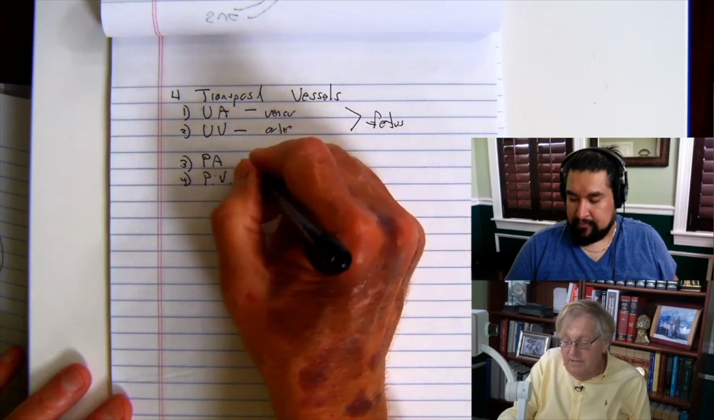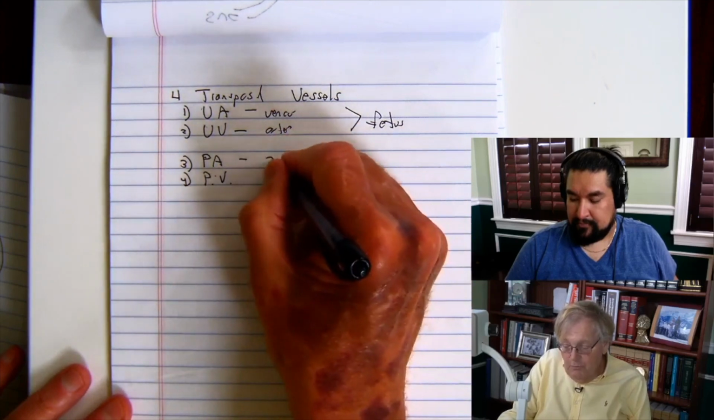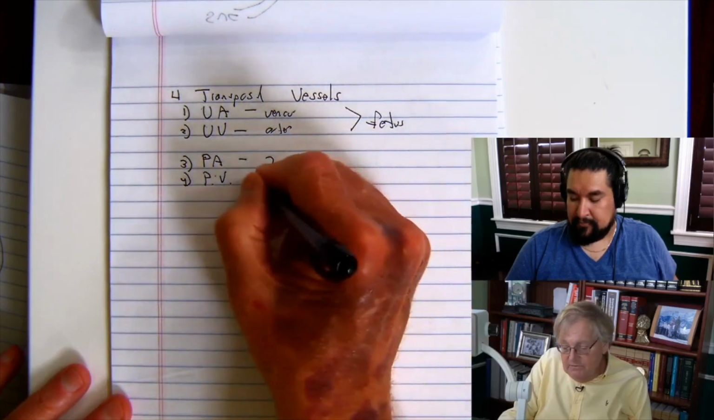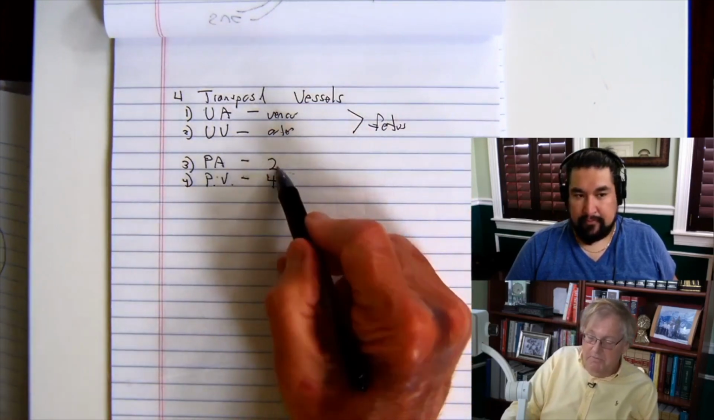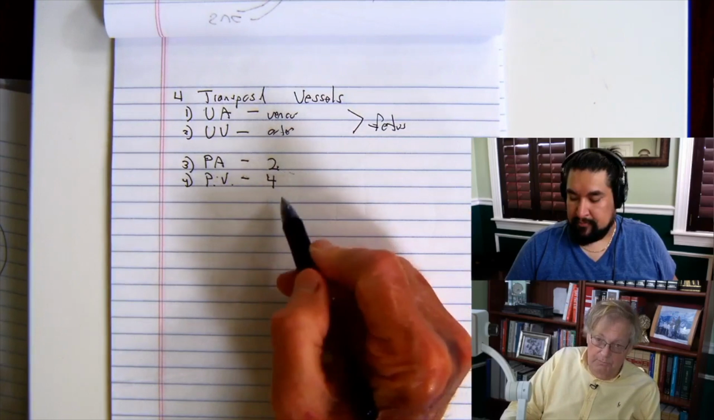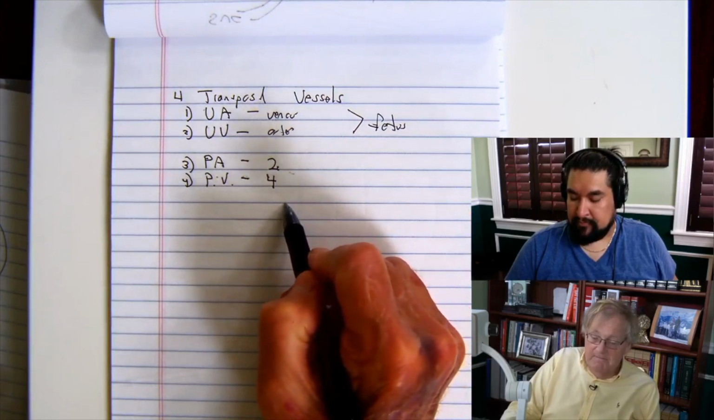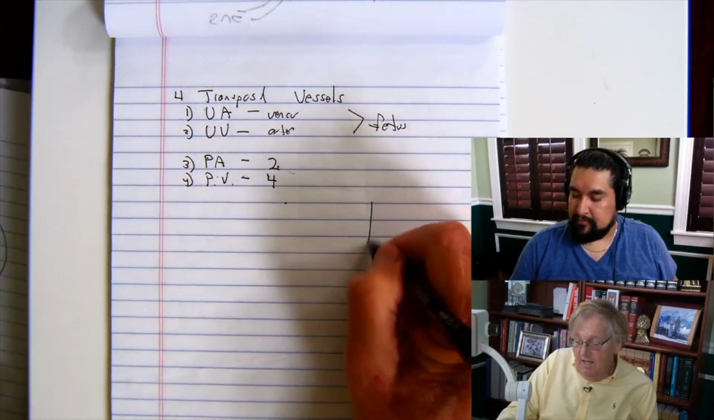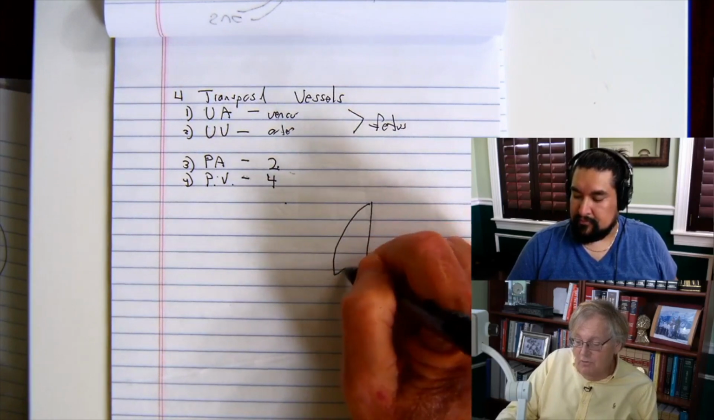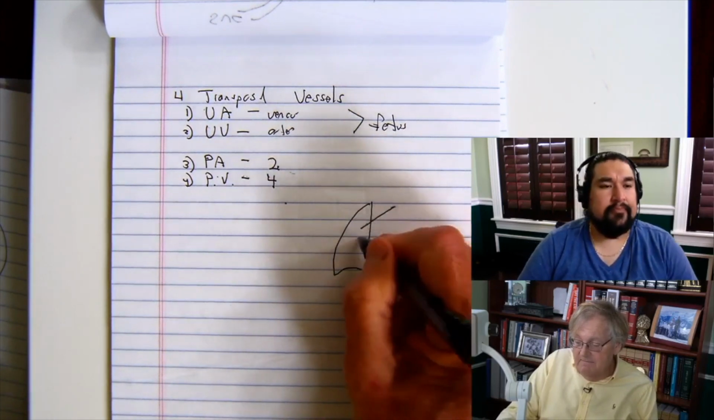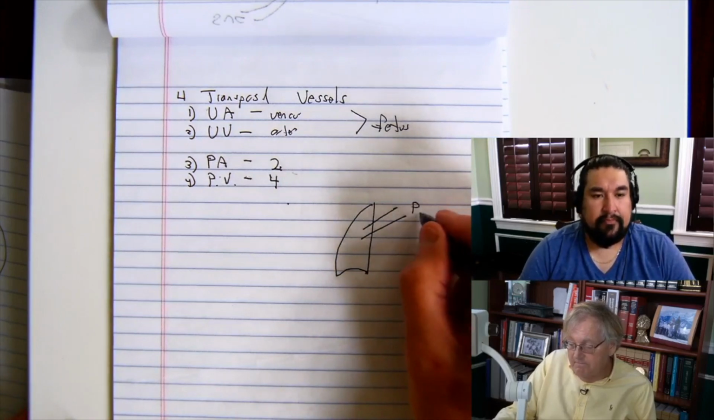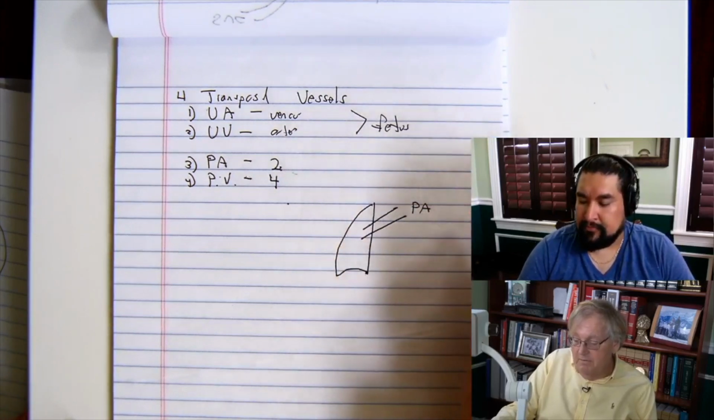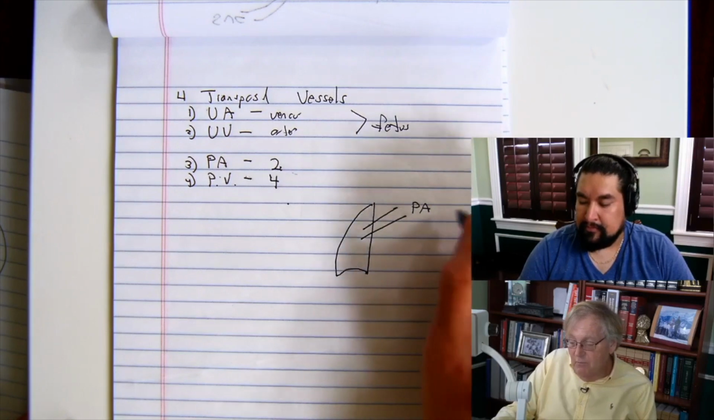Normally, naturally, there's only going to be 2 pulmonary arteries, and there's normally going to be 4 pulmonary veins. 1 pulmonary artery in each lung, 2 pulmonary veins in each lung. If I take a look at a lung, I know that I've got blood coming in, and that's going to be the pulmonary artery. And that pulmonary artery coming in, where did it come from?